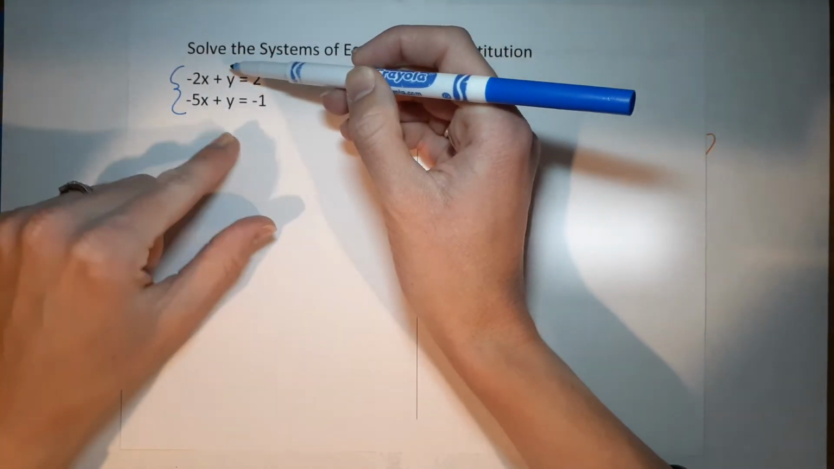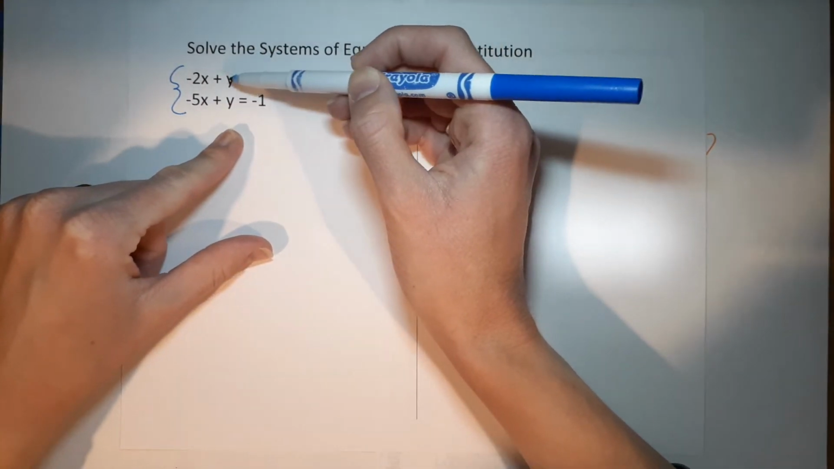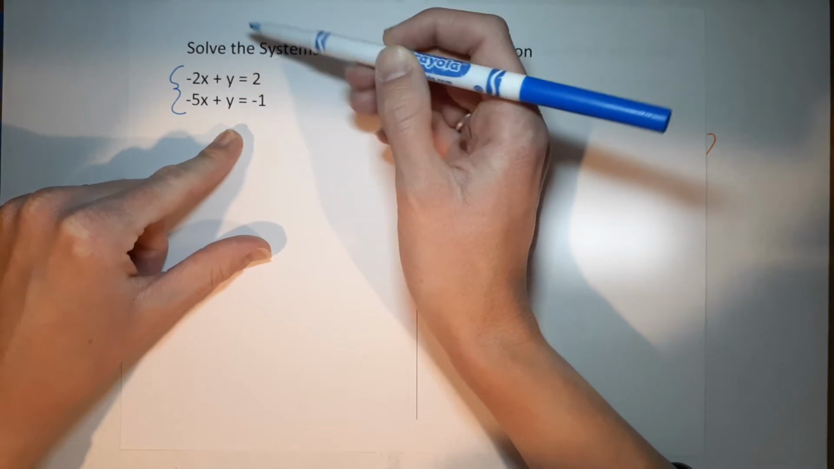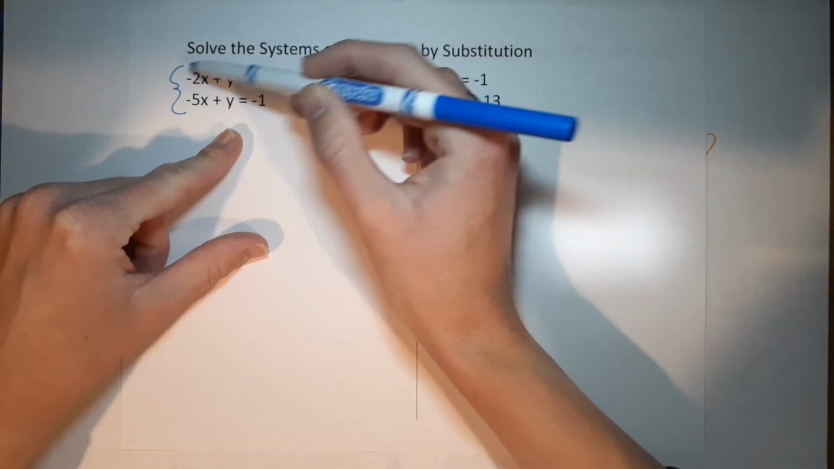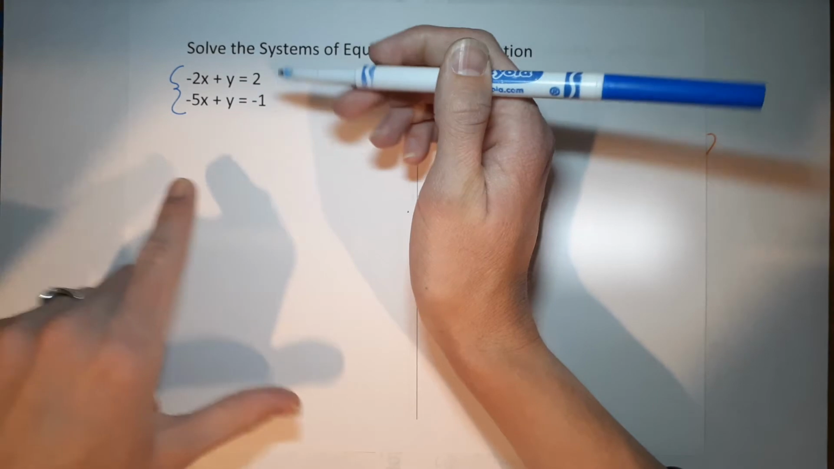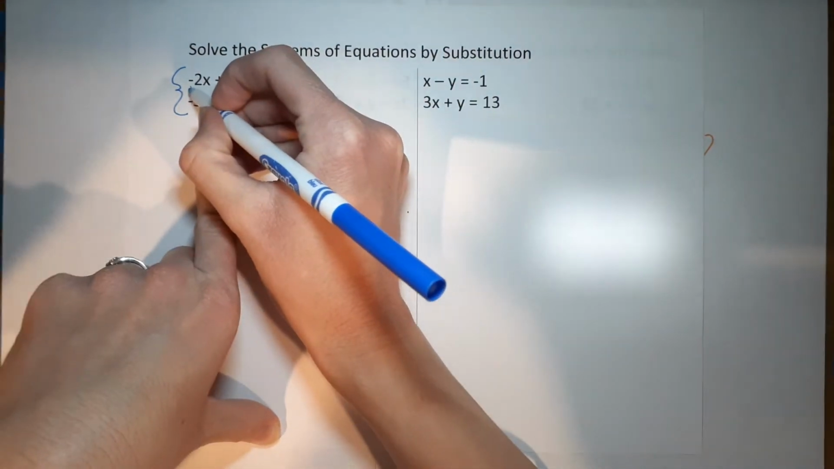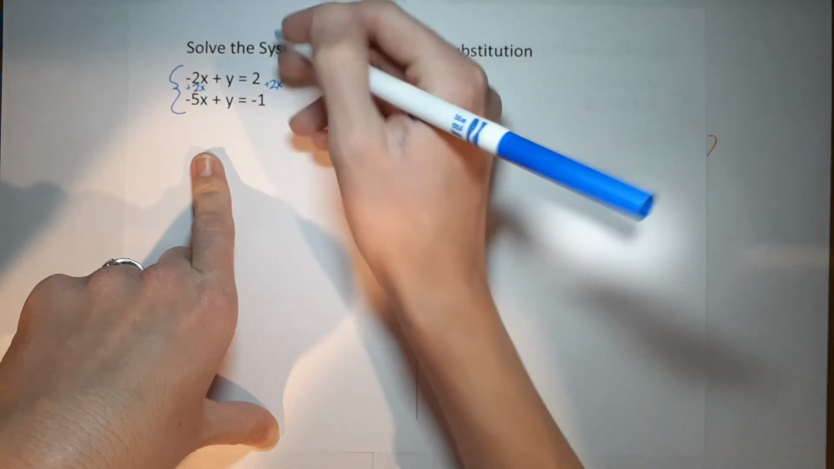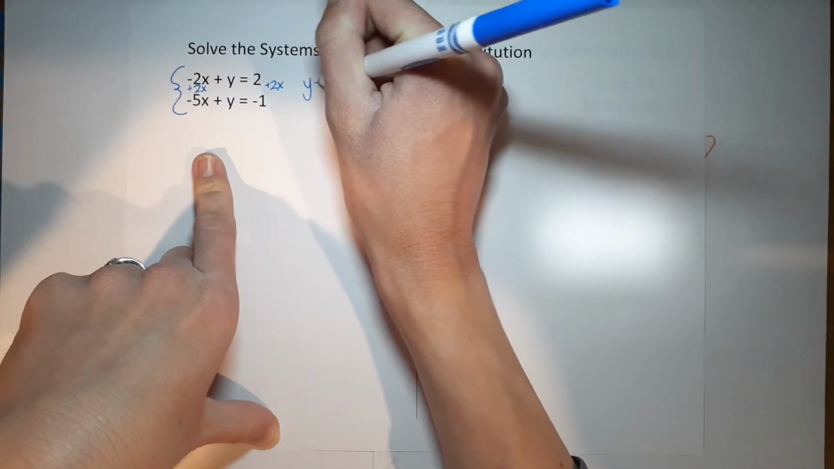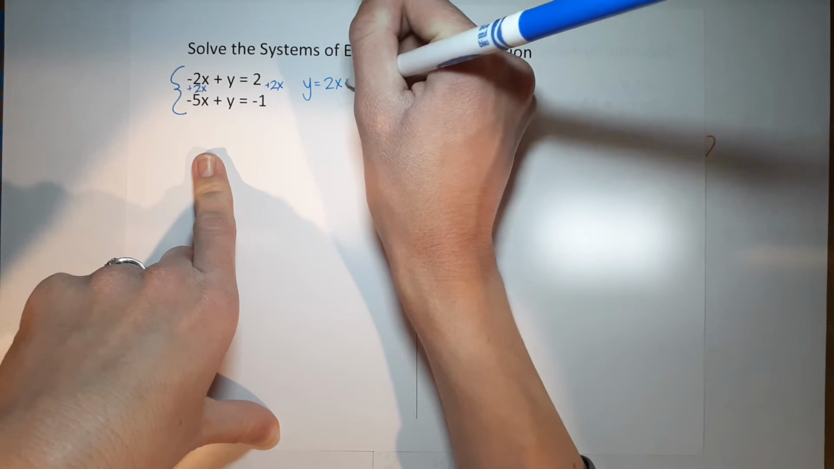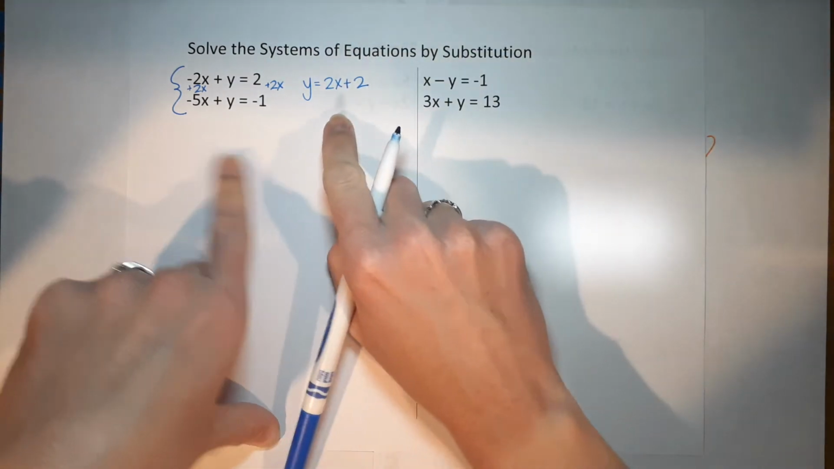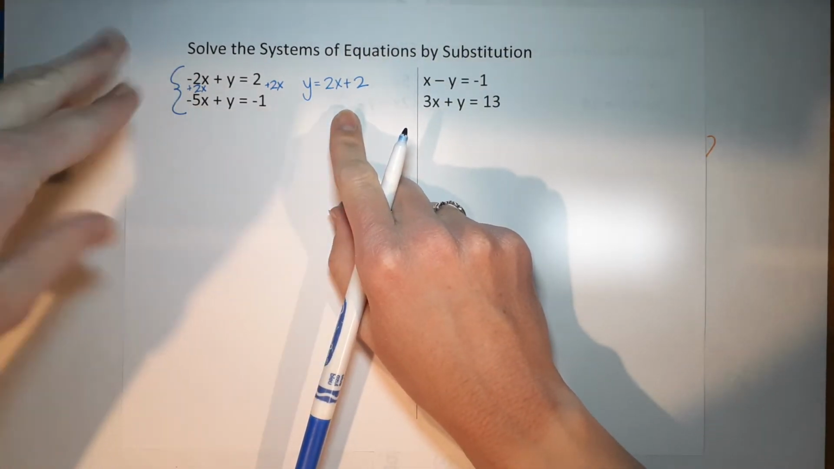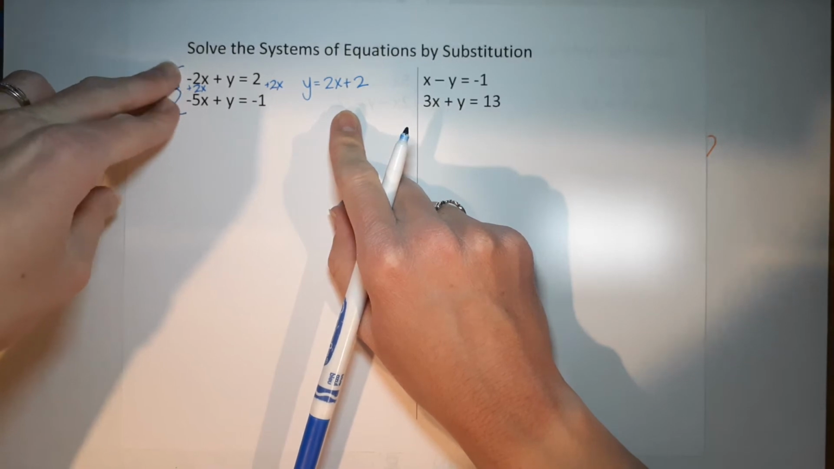Now, it's going to be easiest to get one of the y's by itself because it doesn't have something in front of it. So I'm just going to pick this top one to get y by itself. To get y alone, I'm going to add 2x to both sides, which leaves me with y equals 2x plus 2. Okay, so since we're trying to figure out how these are related, guess what?